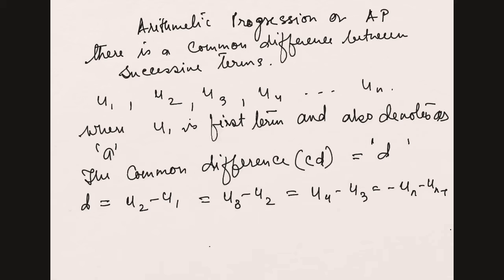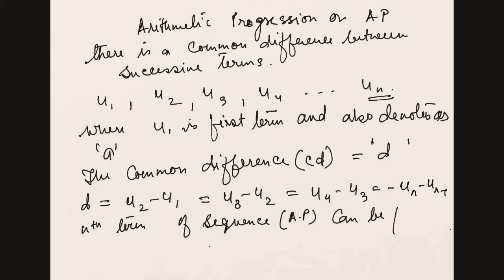So when we call it the nth term, how do we find the nth term? The nth term of an AP sequence can be found by Un equals A plus (n minus 1) D.